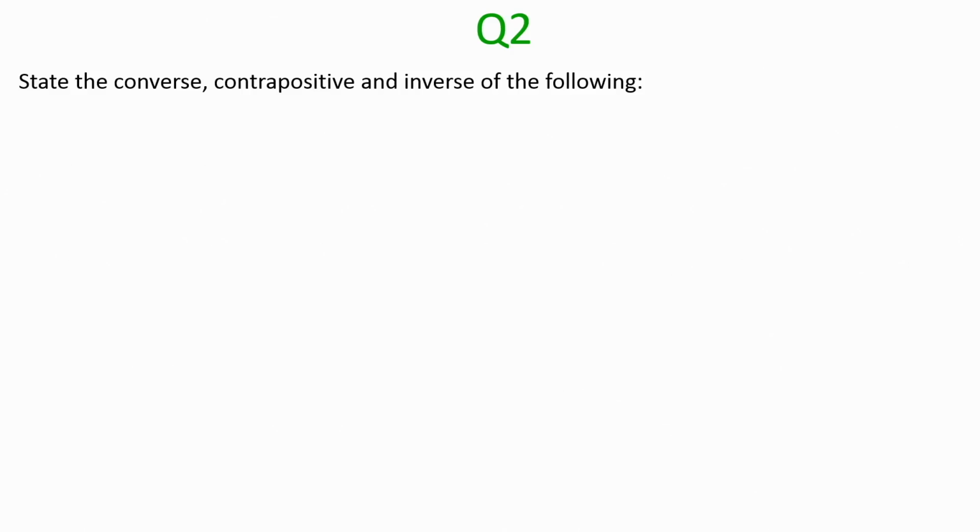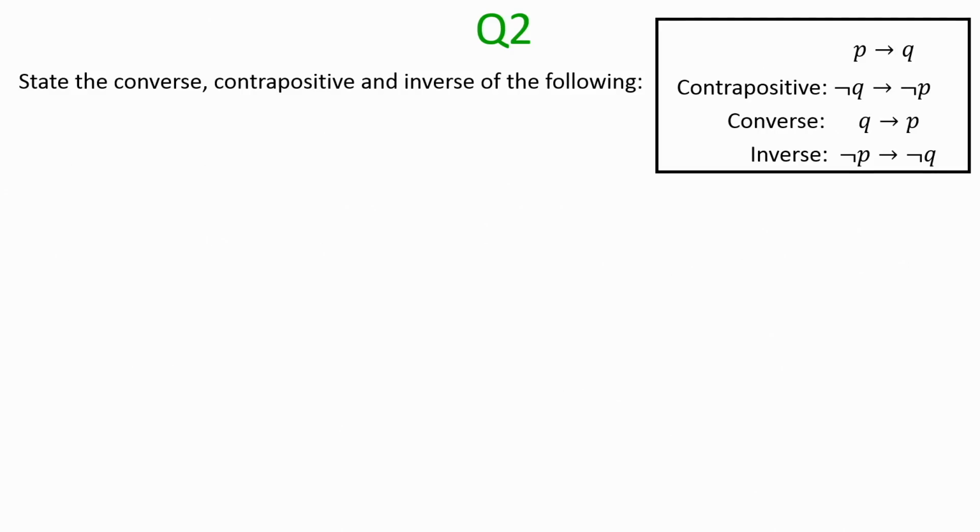In question 2, the goal is the following: you have to write down the converse, contrapositive and inverse of the following statements. So, just to recall, if you are given an implication p implies q, then the contrapositive of that is negation q implies negation p, the converse of that implication is q implies p, and the inverse of that implication is negation p implies negation q.